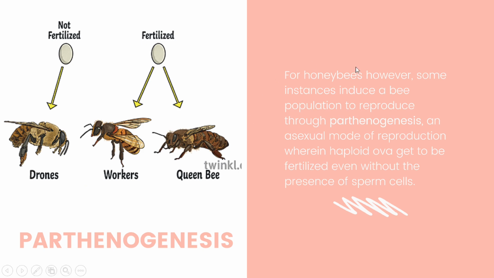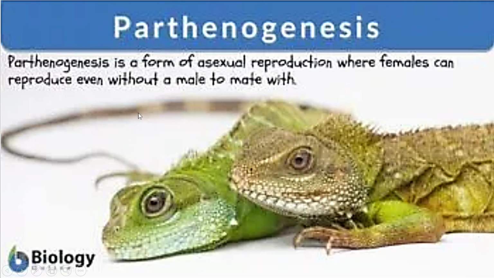So for example, honeybees, and in some instances induce a bee population to reproduce through parthenogenesis, and this is an asexual mode of reproduction wherein haploid ova get to develop even without the presence of sperm cells. So this is not sexual reproduction but rather asexual reproduction because only one parent is needed. As you can see in the picture, unfertilized ova become drones, while those fertilized with the presence of sperm cells become either workers or queen bees.